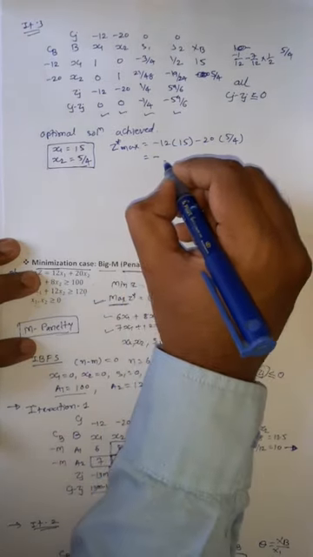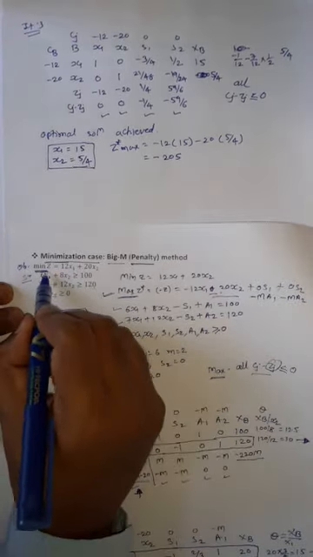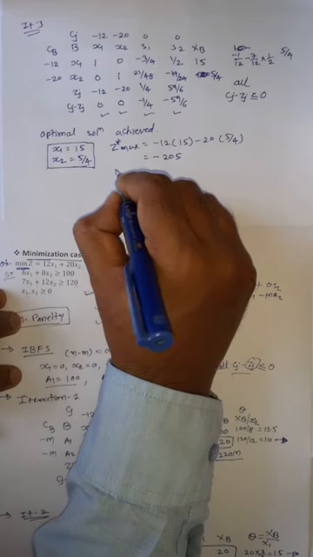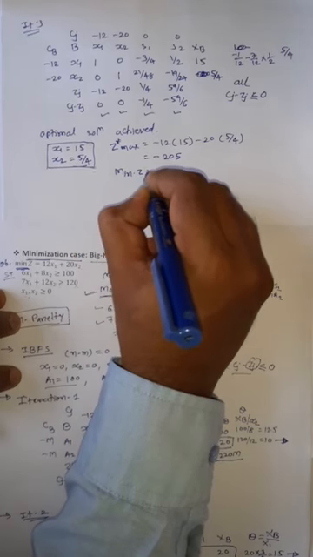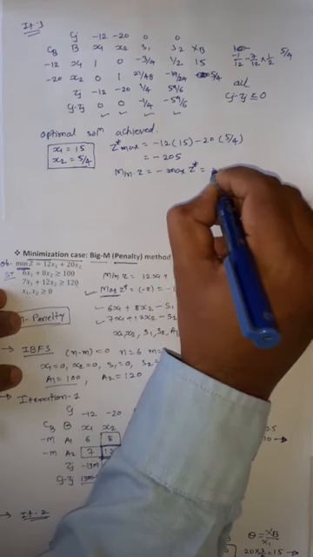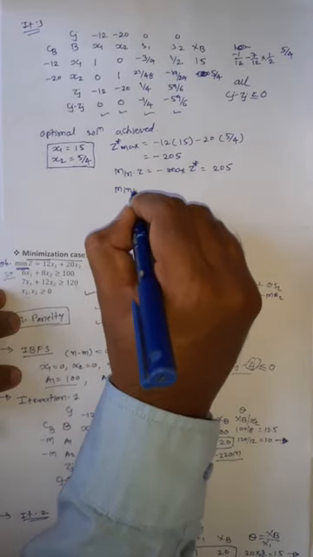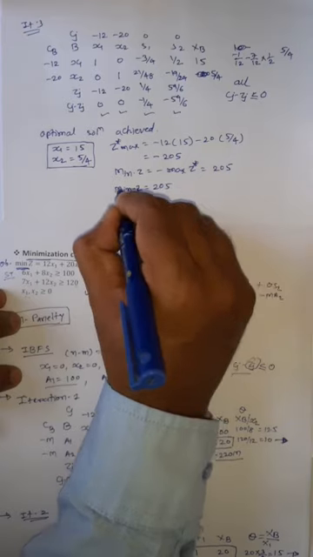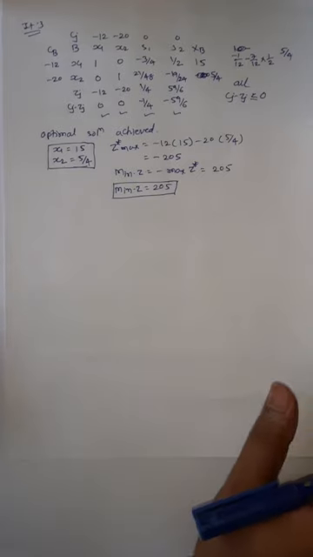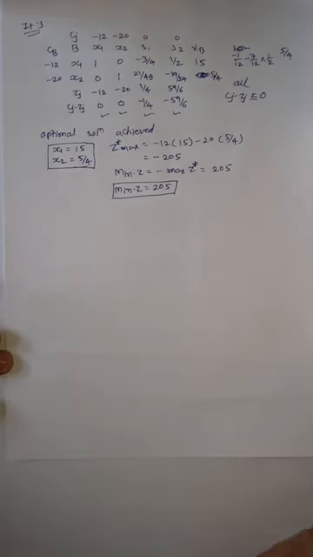So ultimately we get the value of minus 20 minus 205, but our original function is minimize z, which is equal to negative of maximize z. So we get minimize z equals minus of maximize z star, and it is equal to 205. So our objective function is minimize z equal to 205. So this is the solution of a linear programming problem with the help of the big M or simply the penalty method. Okay, thank you friends.